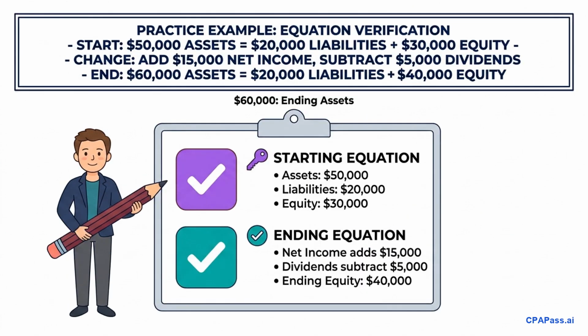Let's walk through a practice example to verify how transactions keep our equation in balance. Suppose a business starts with $50,000 in assets and $20,000 in liabilities, leaving $30,000 in equity. If the company then earns $15,000 in net income and pays $5,000 in dividends, its ending equity increases to $40,000. If liabilities remain unchanged, total assets must rise to $60,000 to maintain balance. Every single transaction affects at least two accounts, ensuring that assets always equal liabilities plus equity.